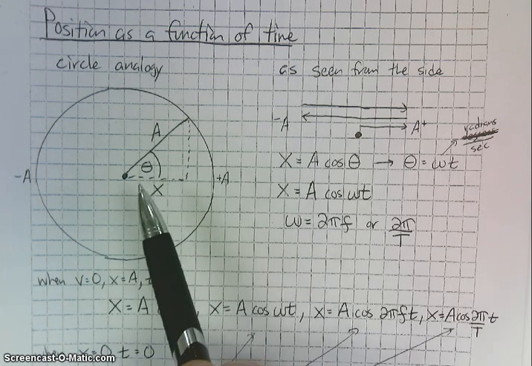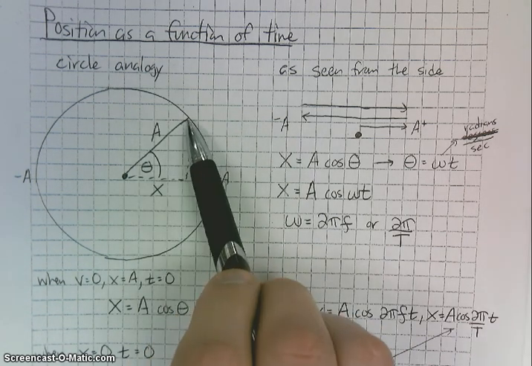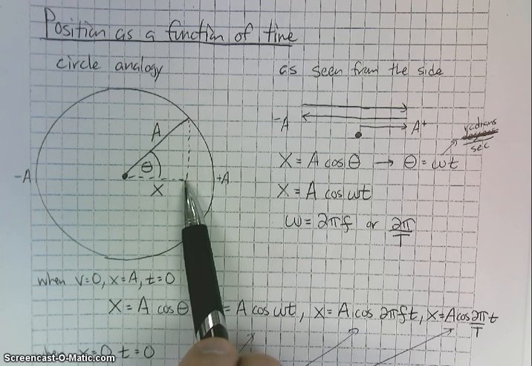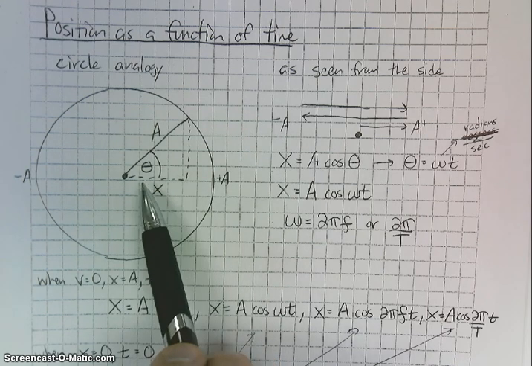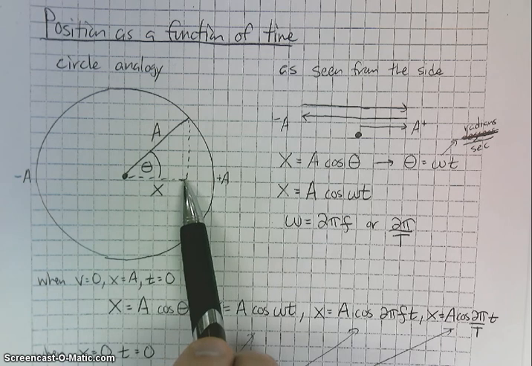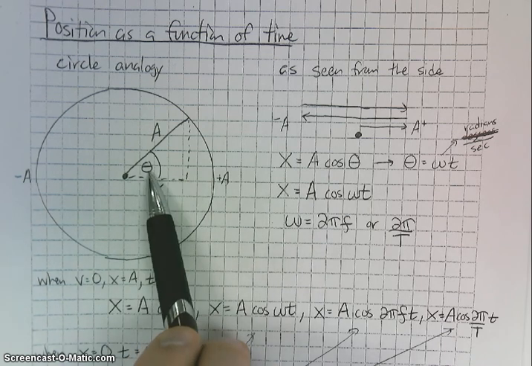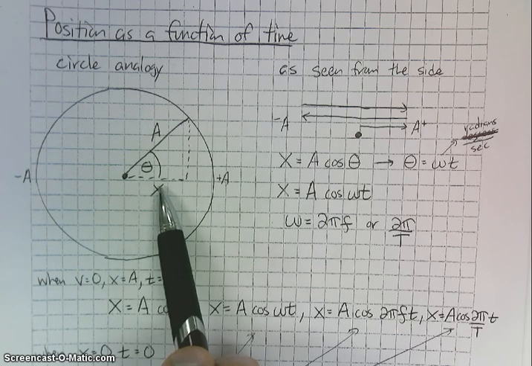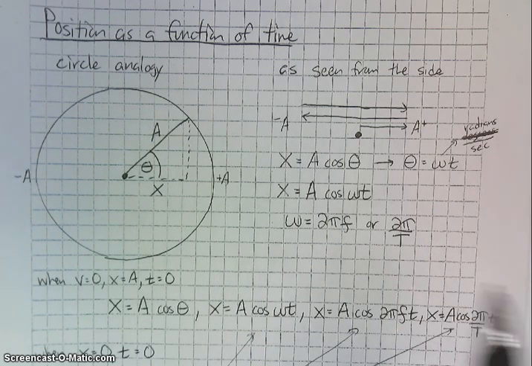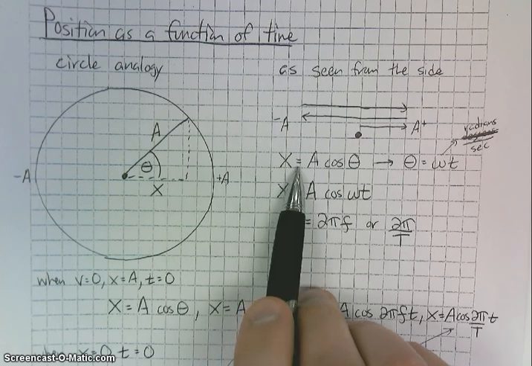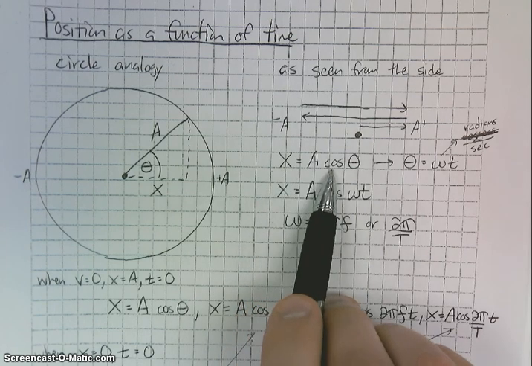If the object is over here, then where it will look like it is positioned would be equal to the cosine, because this is the adjacent side here, of this angle times A. Over here you see that I've made this little equation that says x, the position, is equal to the amplitude times the cosine of the angle.